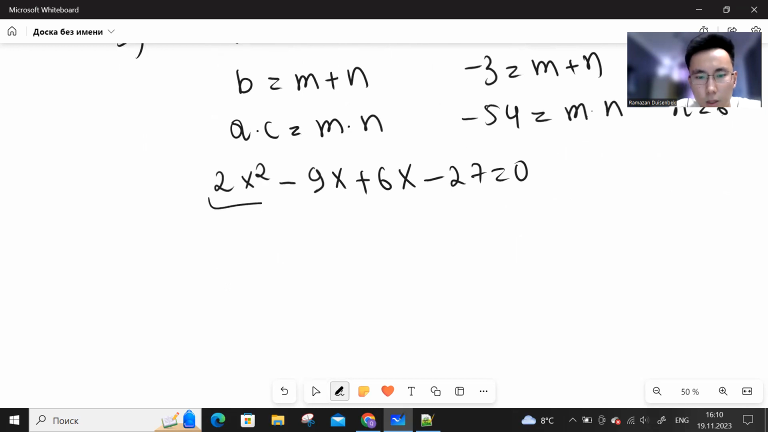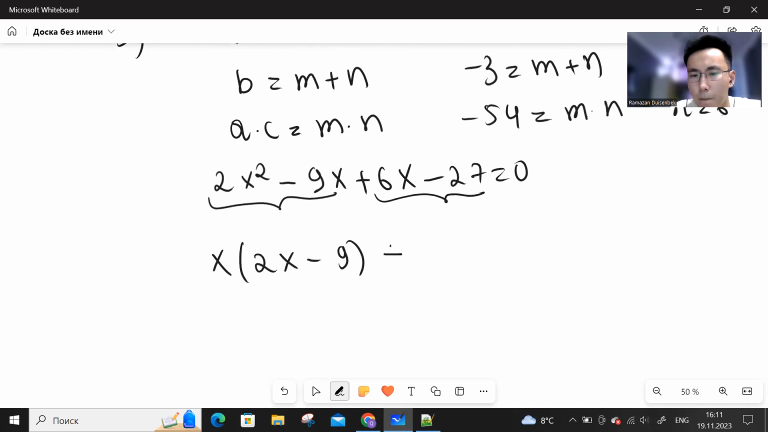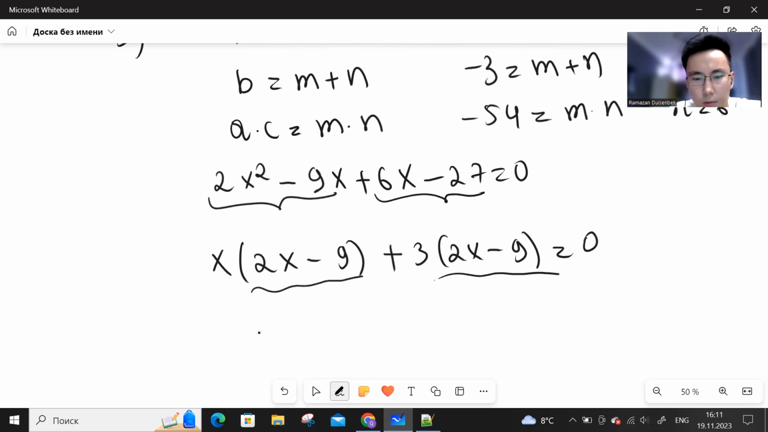So what is a common element in the first group and common element in the second group? In the first group, I have only x. So 2x minus 9 will be inside the brackets. In the second group, I have 3. 2x minus 9 will be inside the second bracket. So I'm going to take the common element as the first bracket. In the second bracket, I will have the leftover x and 3.